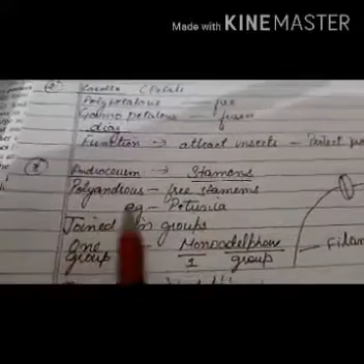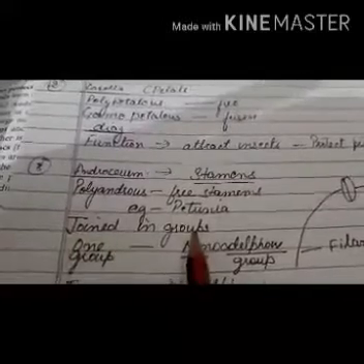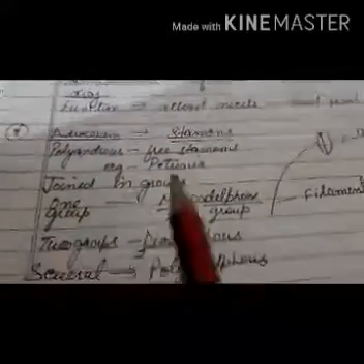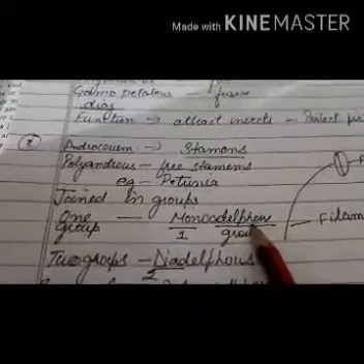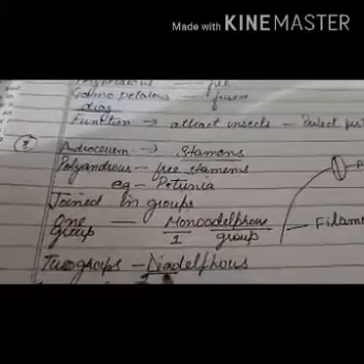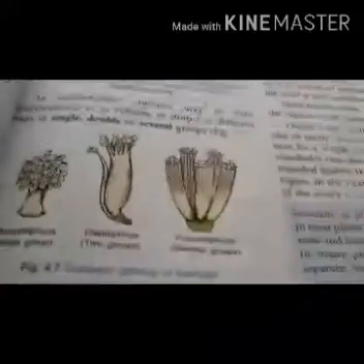And the second condition is when the stamens are joined in groups. Groups can be a single group, two groups or several groups. When they are in one group, the condition is called monoadelphous. Very important. When they are in two groups, it is diadelphous. When they are in several groups, it is called polyadelphous. You can have a look at the diagram given in your book also.